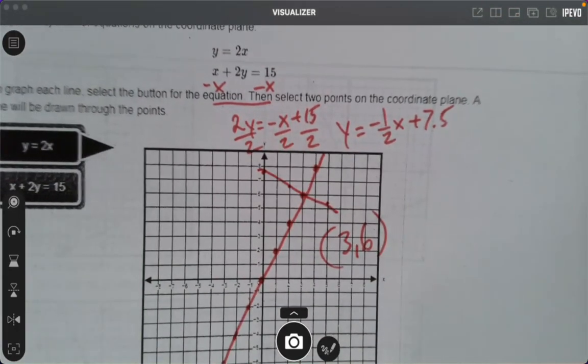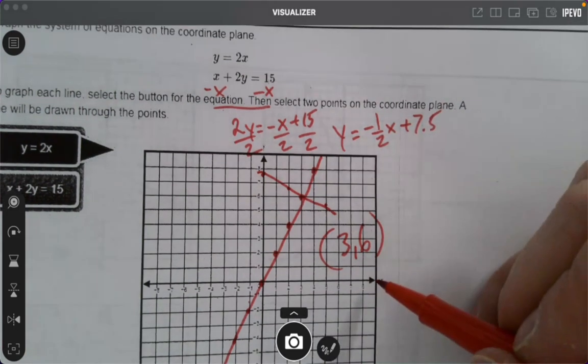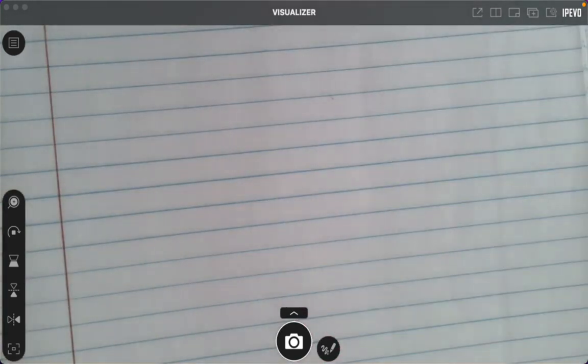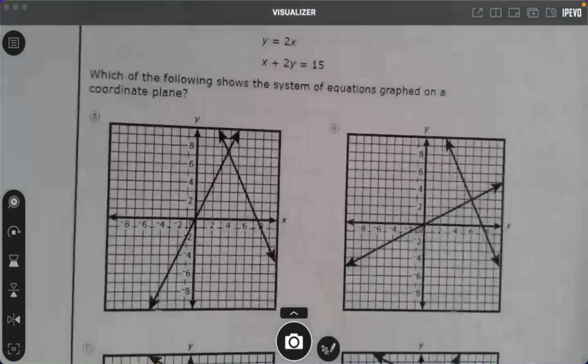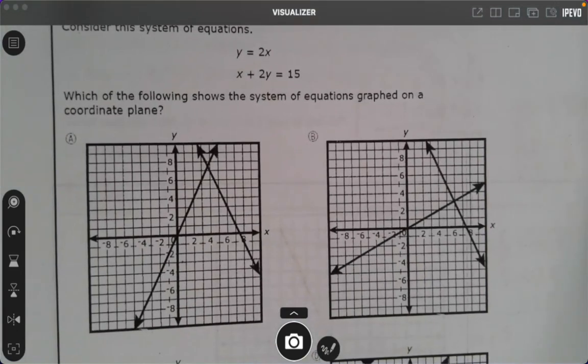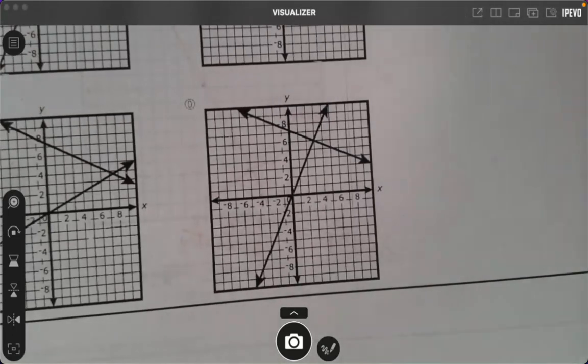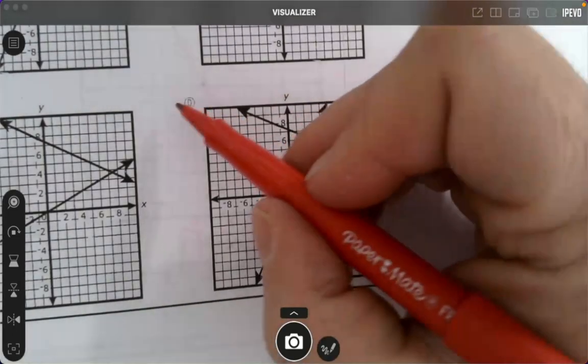You could have also done it with intercepts. The other intercept would have been the x-intercept, so I would have made, it would have been, no, that wouldn't have worked either. That is a tricky question. And then the last one is number 8, which is the same darn thing, except it's multiple choice. So I have to look for the one that crosses in that area, and I see it right here. The correct answer is D.